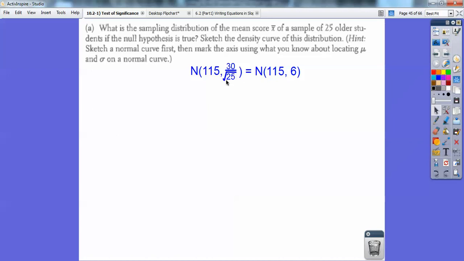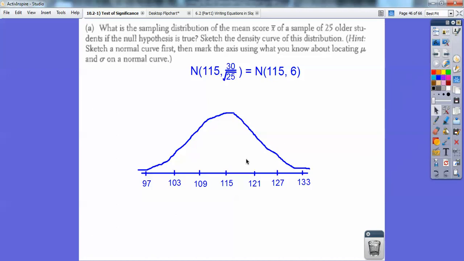Okay, so it's a normal distribution, and there's my standard deviation of the population divided by the square root of the number of people that they tested, and the square root of 25 is 5, and 5 goes into 30 6 times. Alright, so here's my density curve right there. And all I did was, there's my mean, the 115, and then since the standard deviation is 6, I just went plus 6, plus 6, plus 6, and then from the mean I went minus 6, minus 6, minus 6. So 3 standard deviations to the left, 3 standard deviations to the right.